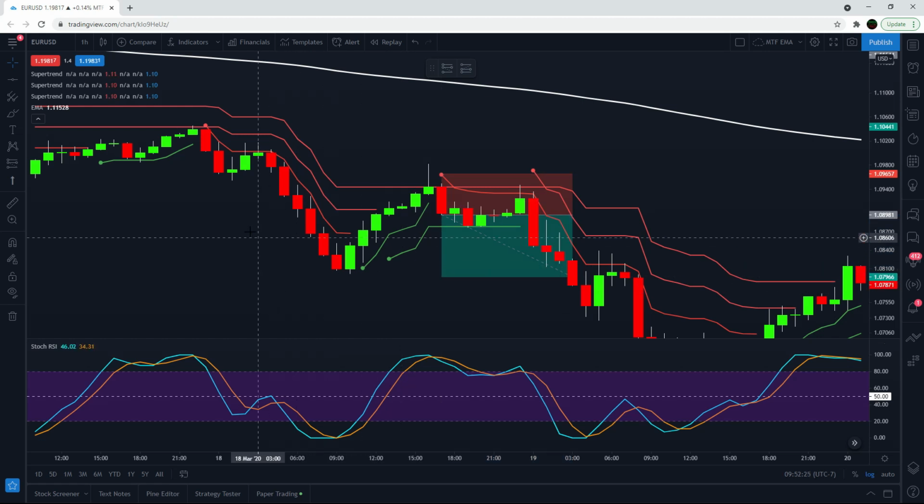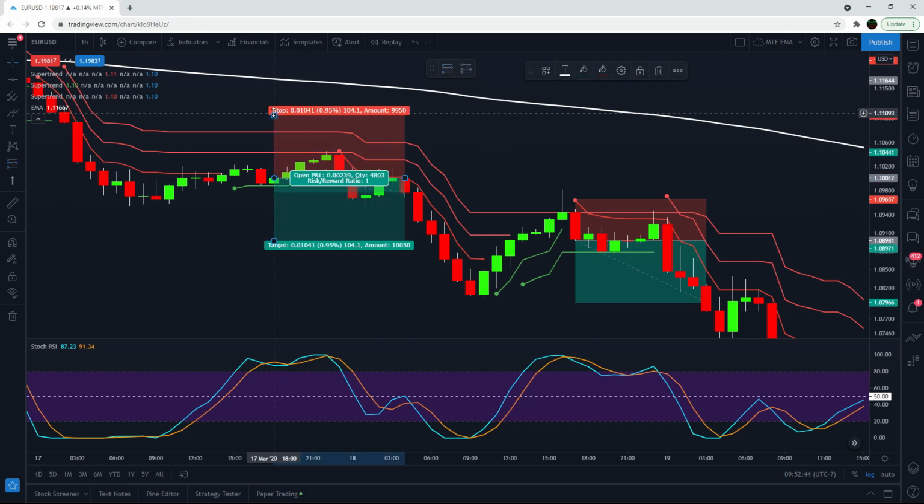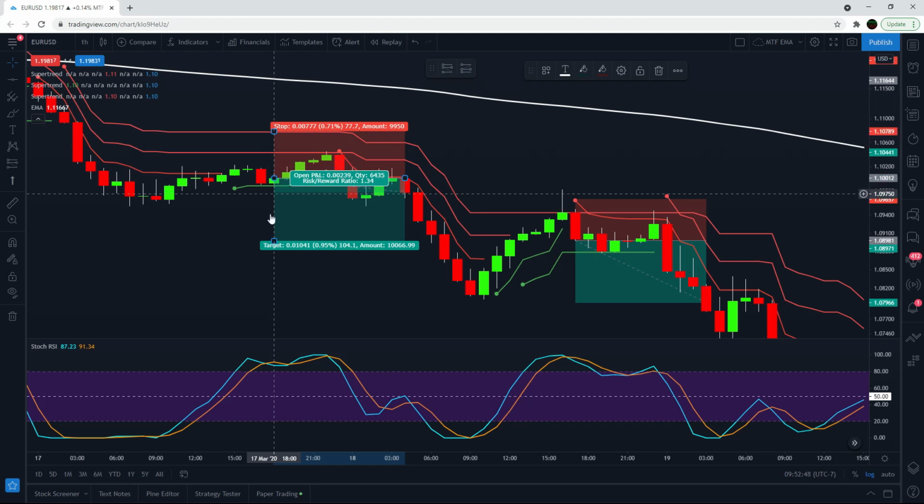Okay, so let's go over to this example, and I'm going to show both long and short examples and also some things that you might be wondering about. So over here, we get a cross down on the stochastic RSI in the overbought territory on this candle. There are 2 super trend lines above the price, and we're going to place our stop 2 super trend lines above our entry candle, targeting 1.5 times the risk.